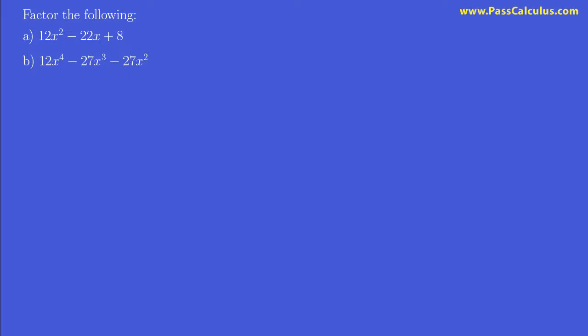Let's take a look at these two problems and try to factor them. What is it? 12x squared minus 22x plus 8. Now, we could do the sum and product. What would they be? The sum would be negative 22, and the product would be 8 times 12, which is 96. Now, the number is starting to get a little bit big there, right?